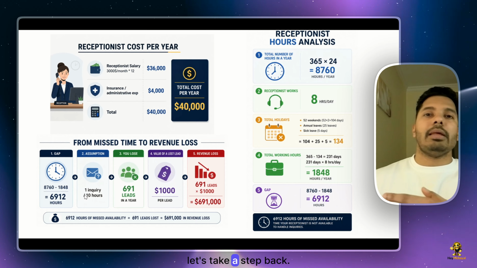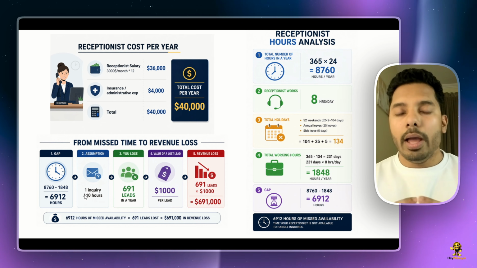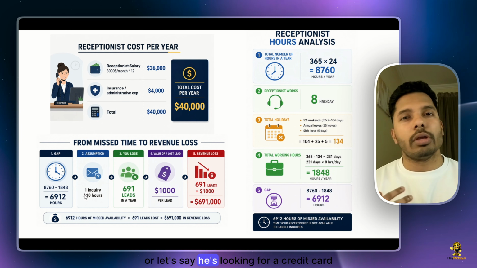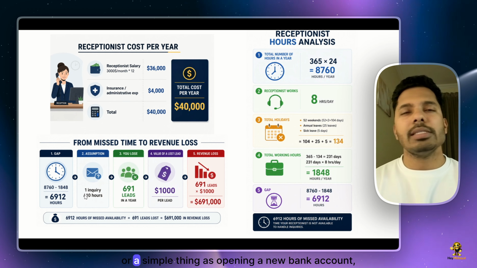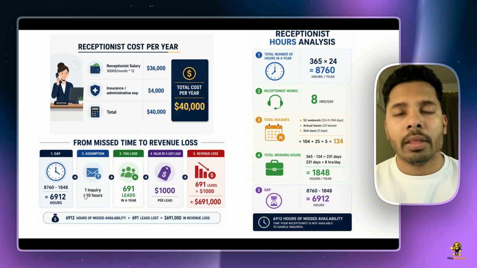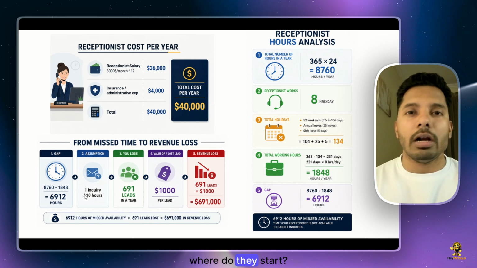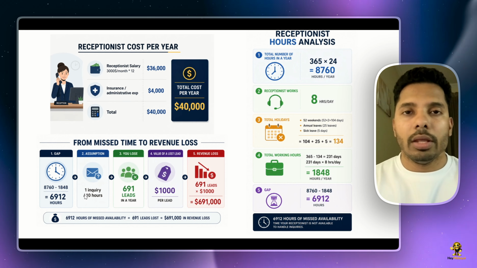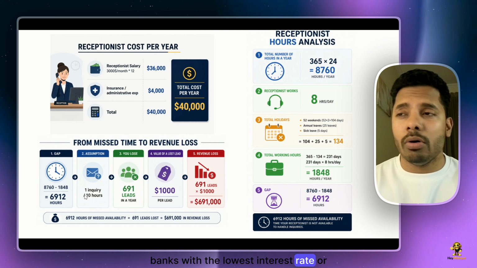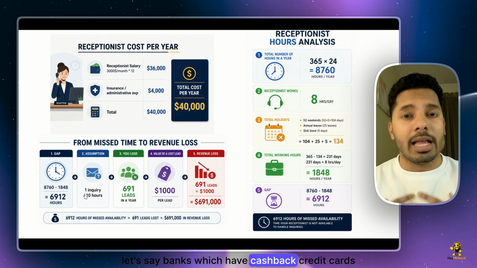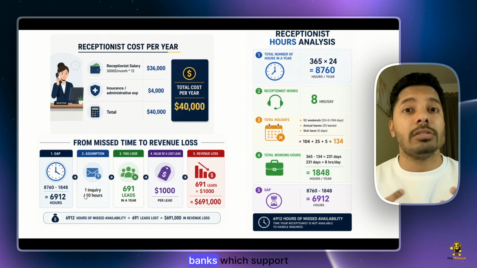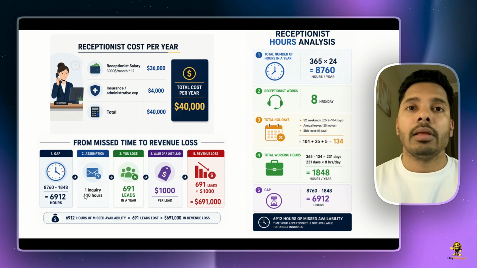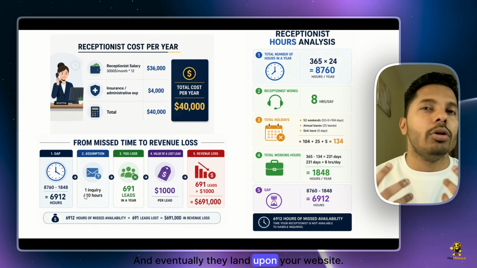Now, let's take a step back, right? When a customer is looking for a personal loan, or a credit card, or something as simple as opening a new bank account, where do they start first? They start by going to Google or ChatGPT and searching for banks with the lowest interest rate, or banks which have cashback credit cards, or banks which support opening an account hassle free, something like that. And eventually they land upon your website.